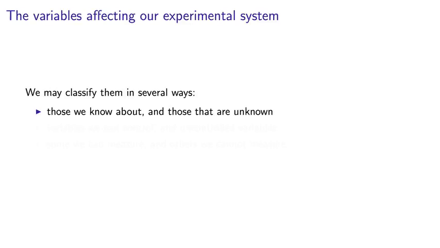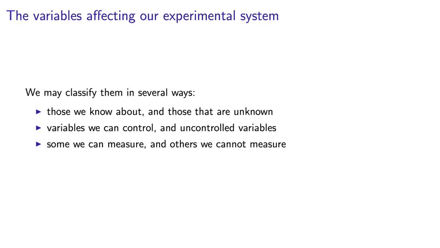To do so, we must understand the nature of variables or factors in our experiments. We can categorize our variables in several ways. The first way is to talk about variables that we know about and those that we don't know about, the unknowns. The second way is we can talk about variables that we can control and those that we cannot control. And thirdly, we can consider variables that we can measure and those that we cannot measure. We mostly deal with variables we know about, so the first distinction is a little unnecessary, but we will see where we use it later on.